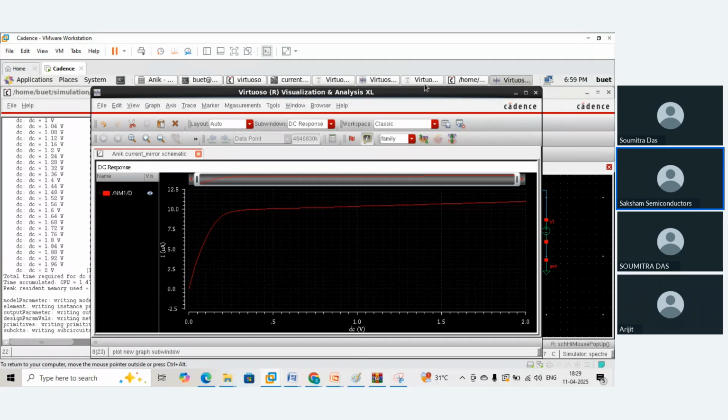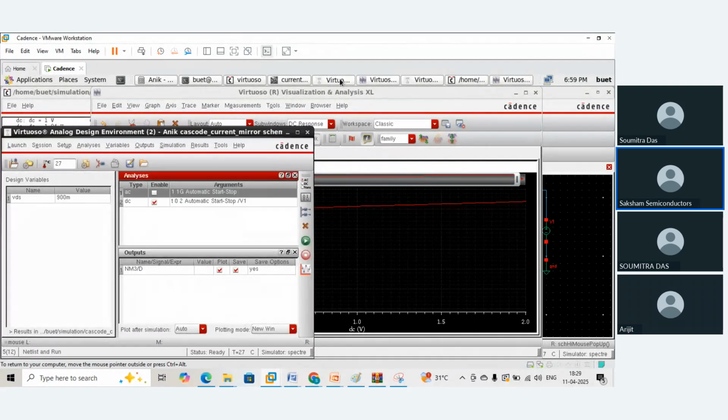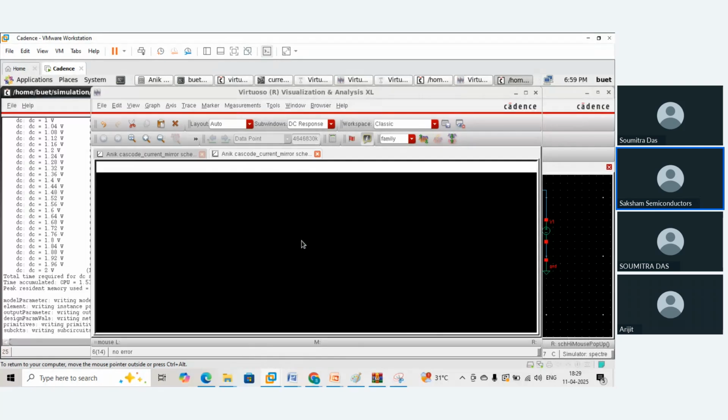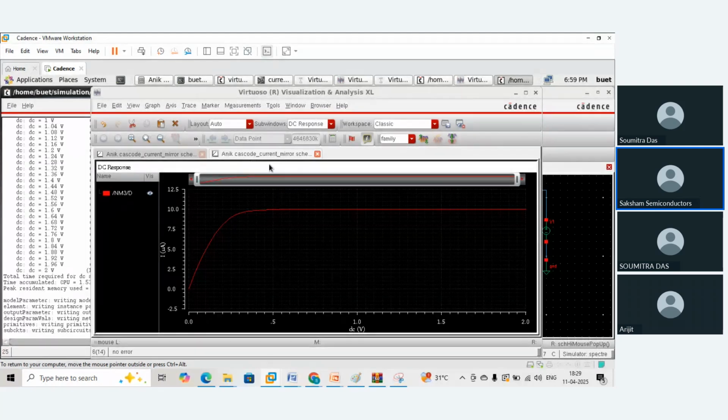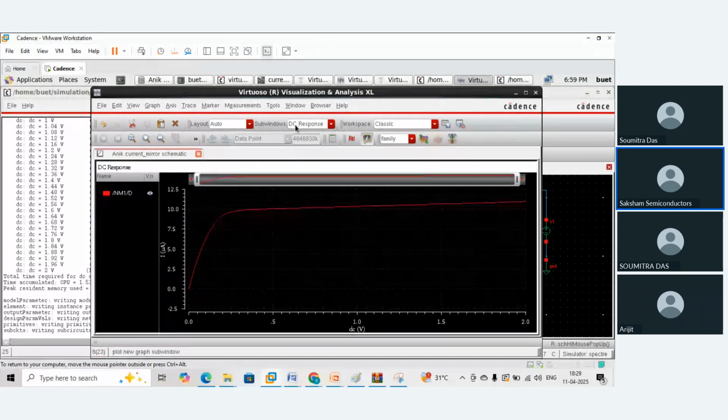Okay, that graph got replaced. Let me just launch this one. You'll get a clear idea. Yes, this is the current mirror with a cascoding impact. That means across the entire VDS, my current is exactly getting replicated. And here, if you observe, it is not the same.